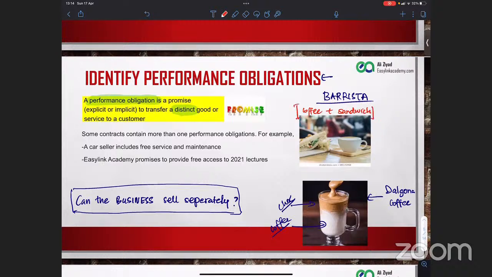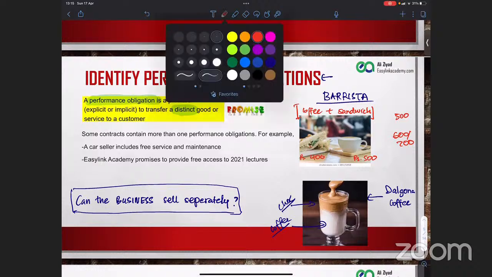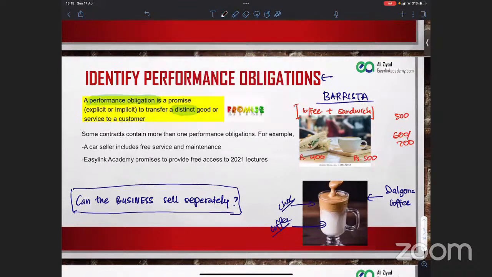Sometimes buying the coffee alone will cost you around 500 rupees, but you get the whole package for just 600 or 700 rupees. The bundle. Normally, if you buy the coffee separately, it will cost 500, and the sandwich separately costs 400. So if you buy these separately, how much in total? 900. However, Barista does bundled pricing. They will charge only 650 for both.